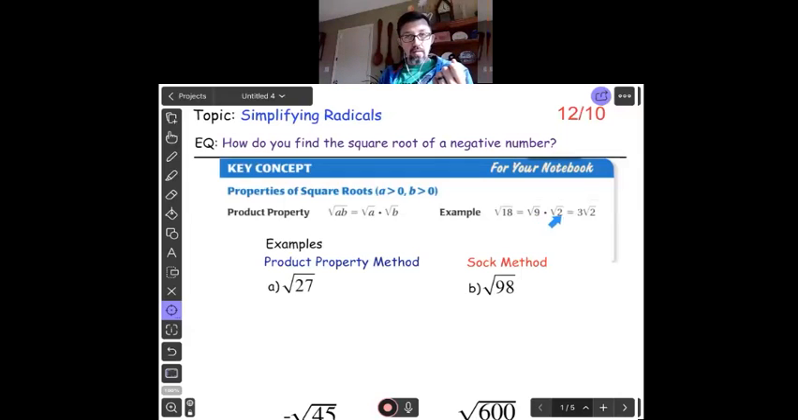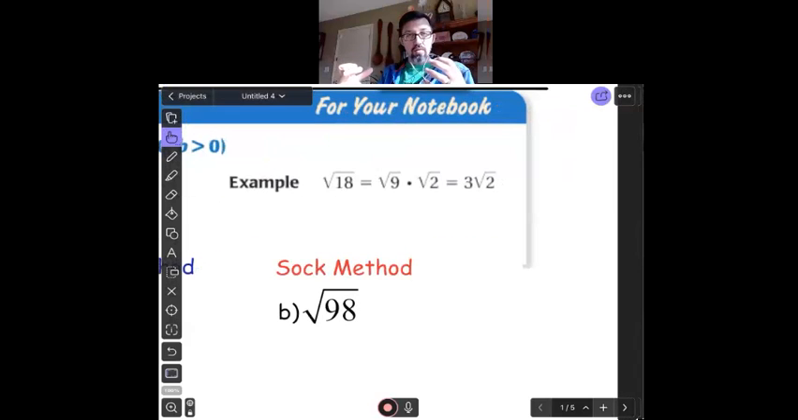But breaking 18 into 9 and 2 is helpful because 9 is a perfect square. Okay? And so once I break that 18 apart, then I can reduce whatever parts I can reduce. So since the square root of 9 is 3, I can simplify that. But we don't know what the square root of 2 is, so it just stays put. So the square root of 18 simplified is 3 times the square root of 2.